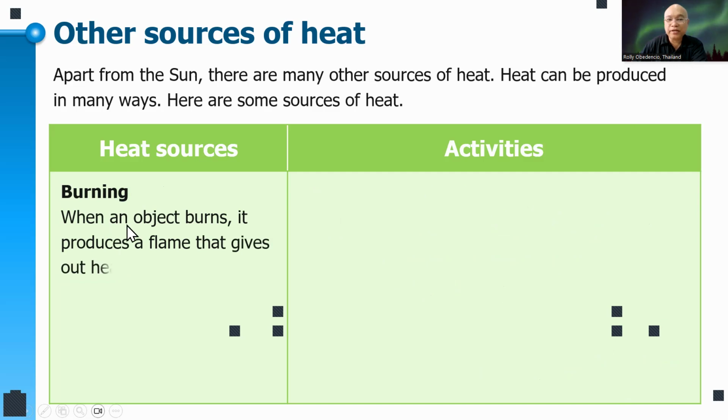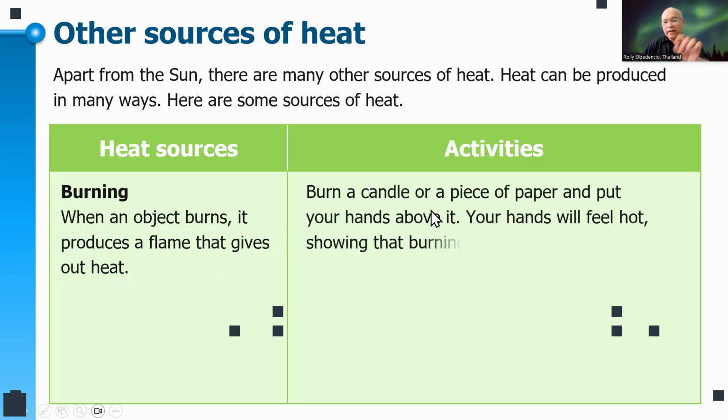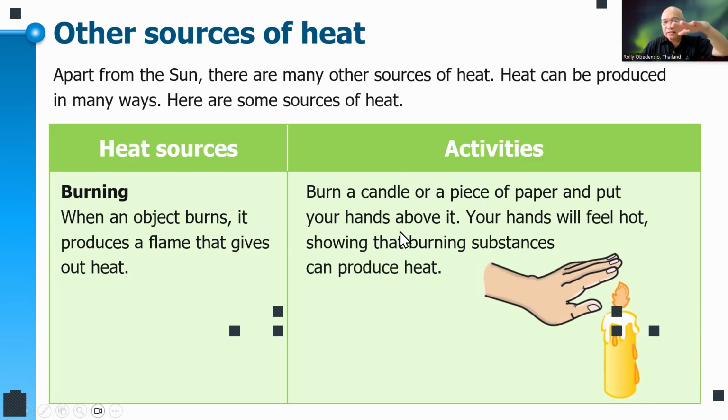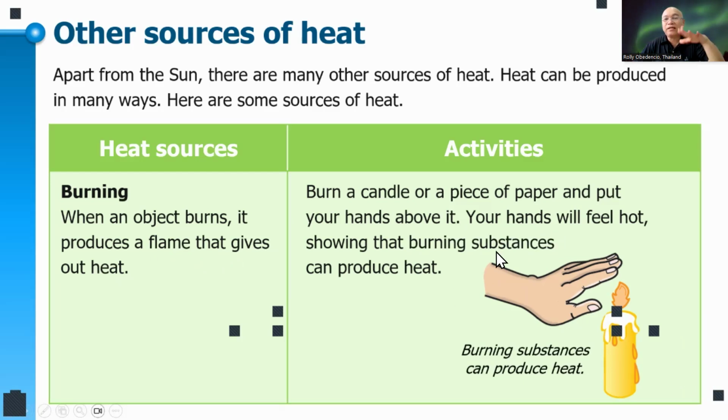Another source is burning. When an object burns, it produces a flame that gives out heat. So burn a candle or a piece of paper and put your hands above it. Your hands will feel hot, showing that burning substances can produce heat.